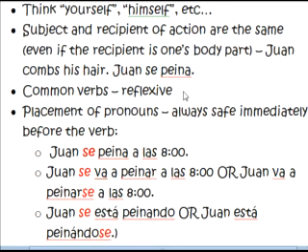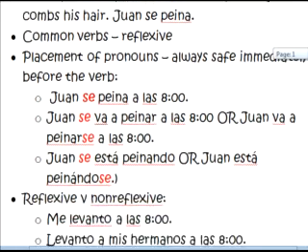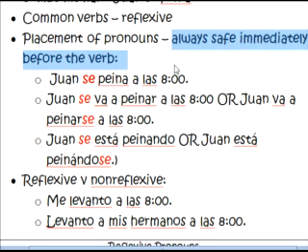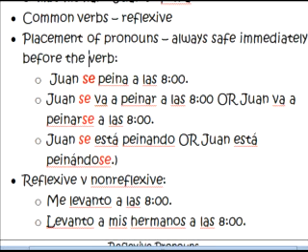All right? So, thinking about the placement of the pronouns, this can be a little bit confusing sometimes, and you'll notice something that I put there. It is always safe to place it before, and I'm going to write in the words conjugated verb. Okay? You can always put it there. And I've given you 4 different examples, actually 5 different examples, showing the flexibility that you have in Spanish. So, Juan combs his hair at 8 o'clock. Juan se peina a las 8. Immediately before the conjugated verb.